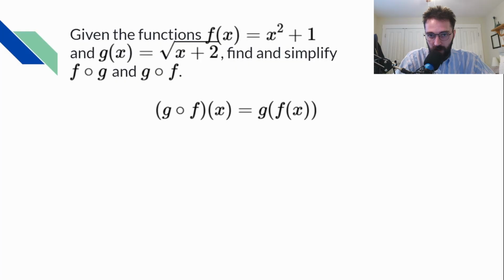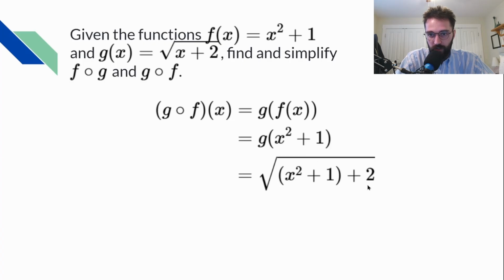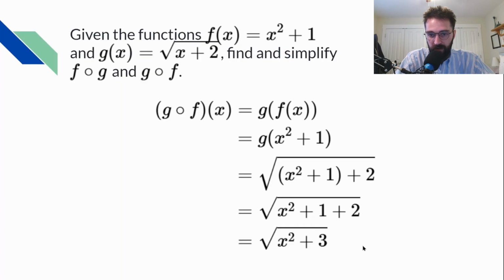Next, let's do g circle f. g of f of x is equal to g of x squared plus 1. So what does the function g say to do? It says to take what we're given, add 2, and then take the square root of that whole thing. So we're going to take this and add 2, and then take the square root of that whole thing. The next step we can take is to get rid of these unnecessary parentheses. So we have the square root of x squared plus 1 plus 2. 1 plus 2 is 3. So we just have the square root of x squared plus 3. And that's my final answer for g circle f.